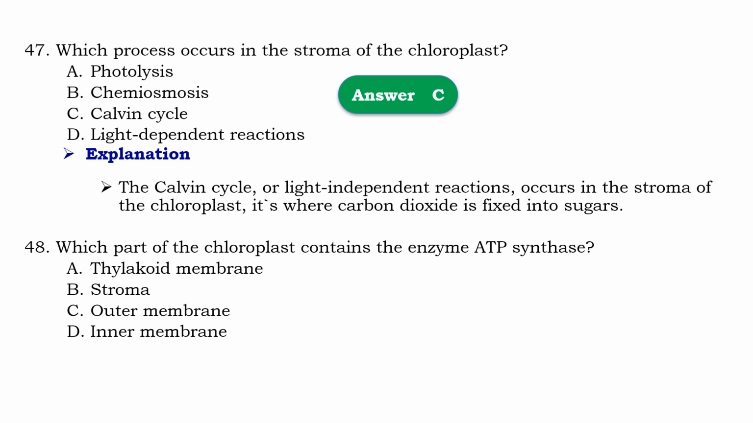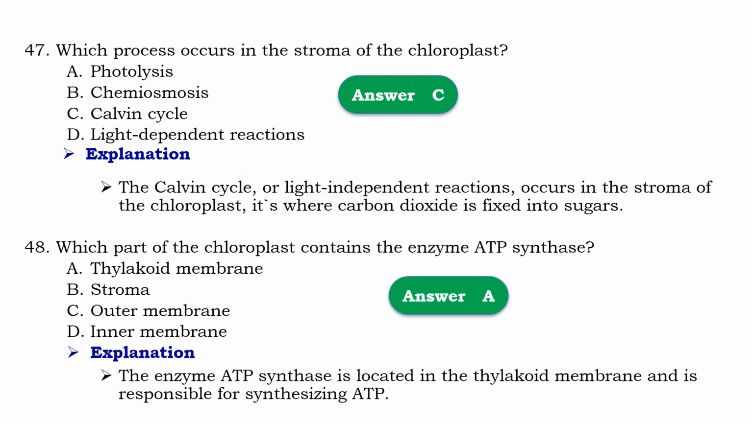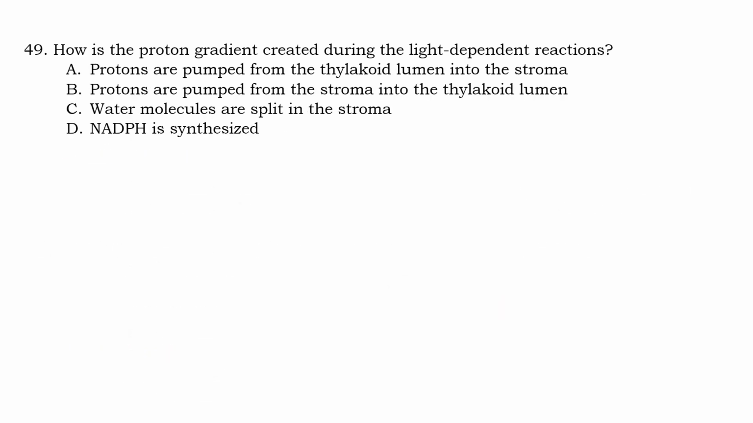Question number 48. Which part of chloroplast contains enzyme ATP synthase? So that should be A, thylakoid membrane. Means that the enzyme ATP synthase is located in thylakoid membrane and is responsible for synthesizing ATP.